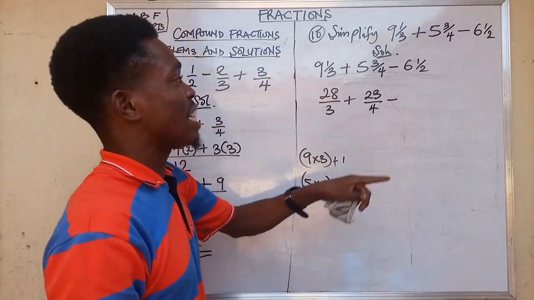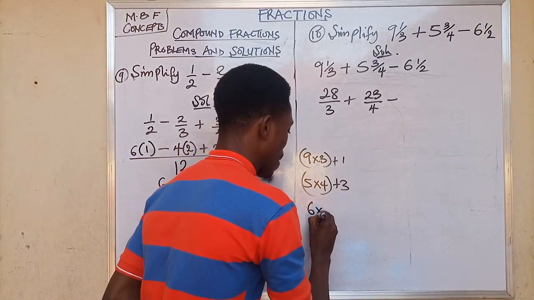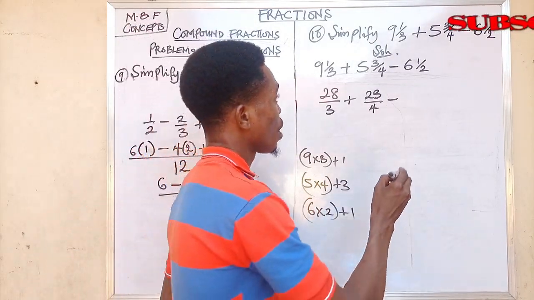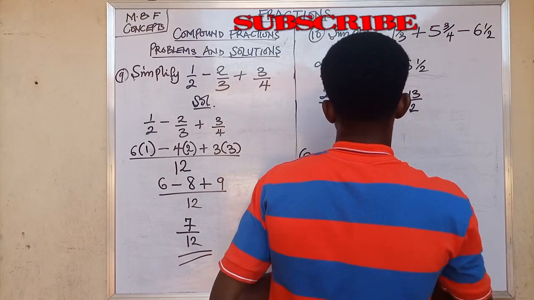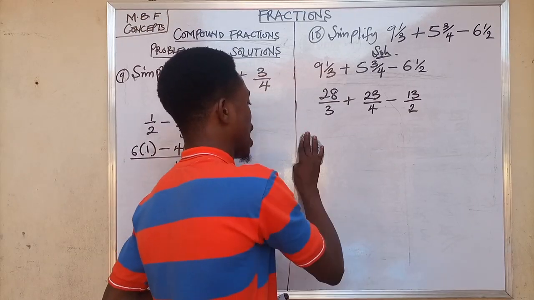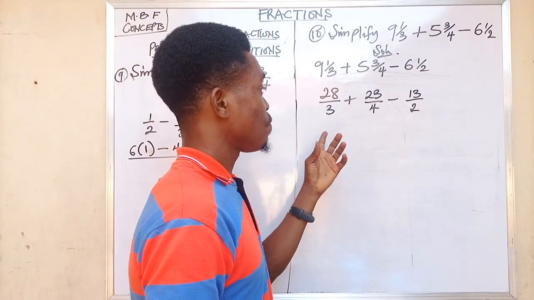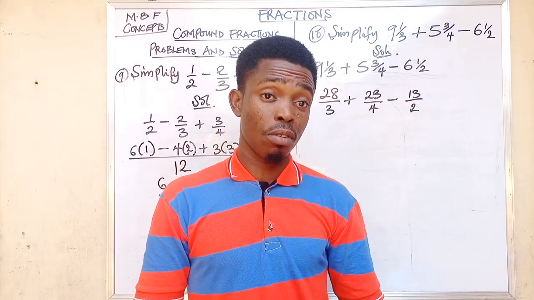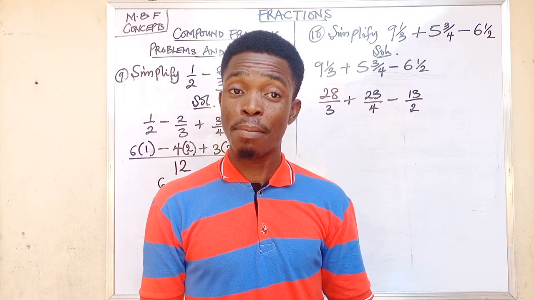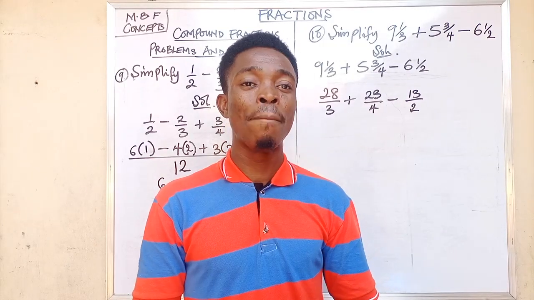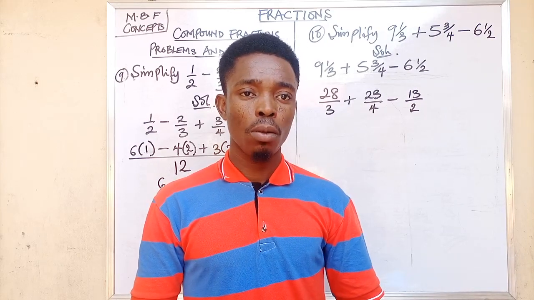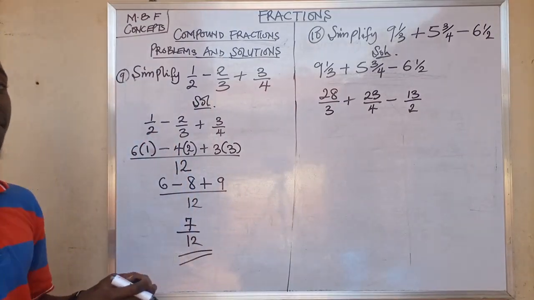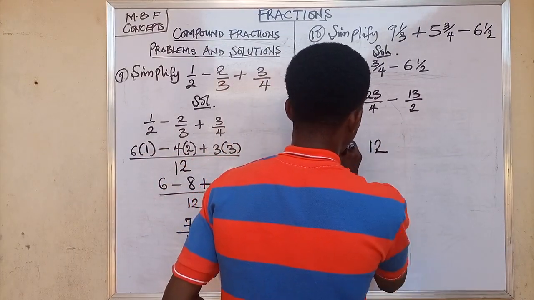Then lastly, we convert this also to an improper fraction by having the whole number multiplied by the denominator, 6 times 2, then plus the numerator. So 6 times 2, guys, is 12, and 12 plus 1 is 13. Now, we have this as 13 all over 2. The next thing we are going to quickly do, guys, is to find the L.C.M of 3, 4, and 2, because the sign that connects these fractions is plus or minus. Anytime you have plus or minus between two or more fractions, you must find their L.C.M. It's a must that you find the L.C.M of fractions anytime they are connected with plus, minus, or both. Now, the L.C.M of 3, 4, and 2 is 12, and that becomes our new denominator.